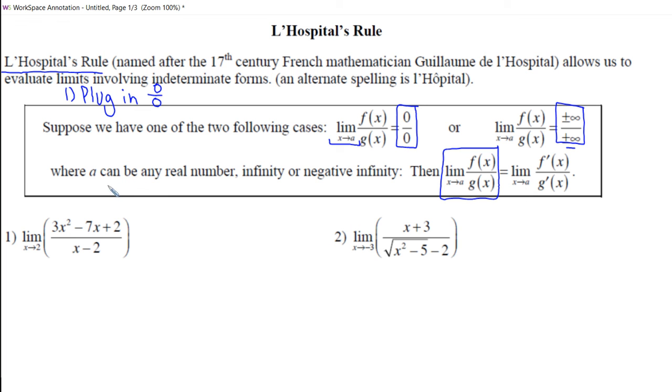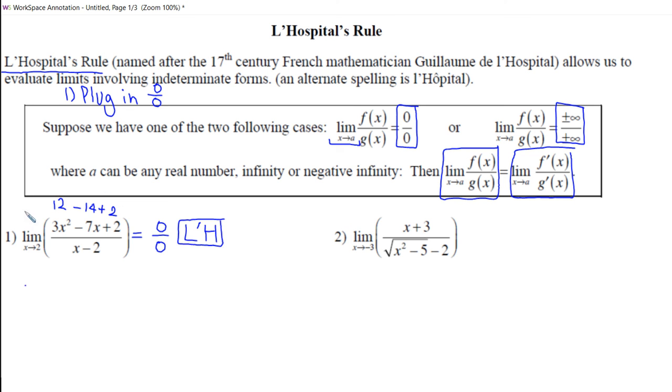So here's an example. The first thing I'm going to do is plug it in first. If I plug it in, I'm going to get a 0 on the top and 0 on the bottom, because that's 12 minus 14 plus 2 on the top. So that gets a 0 on the top and 0 on the bottom, and you have to write that. So in this case, we can refer to L'Hopital's rule. On my free response portion, I do have to tell them that. So we're going to use L'Hopital's rule.